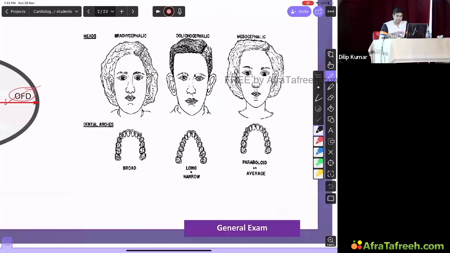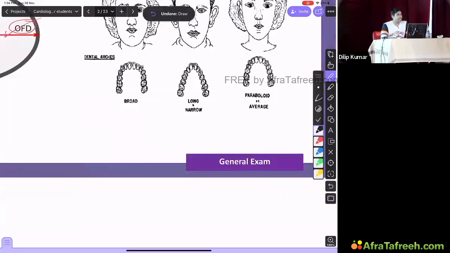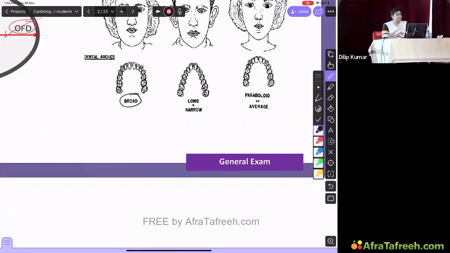Okay, so this is an example of a brachycephalic head, a wider head. This is mesocephalic, considered to be normal, and this is dolichocephalic, where your face will be straighter and longer. The dental arches also will vary based on your facial features, your cephalic index. For example, in brachycephaly, your dental arch will be very broad, very wide, as you can see. Whereas in dolichocephaly, your dental arch will be narrow, but very long.